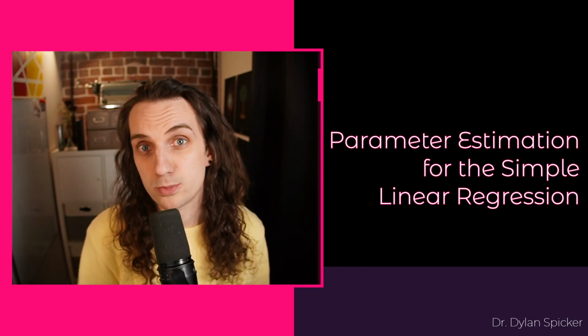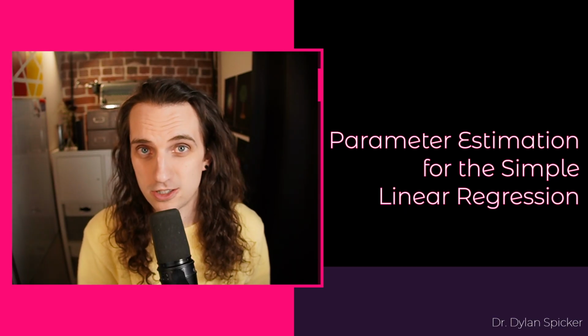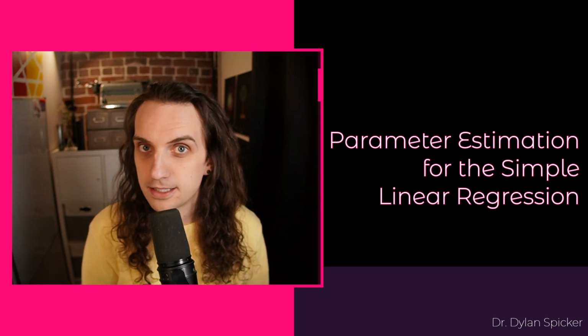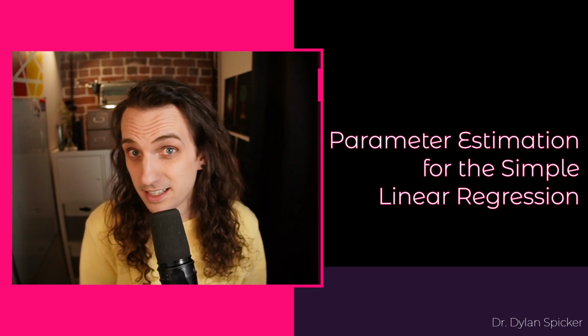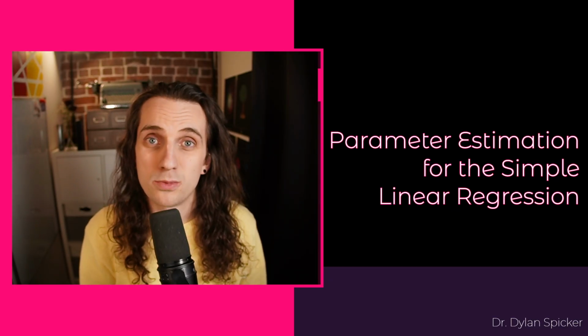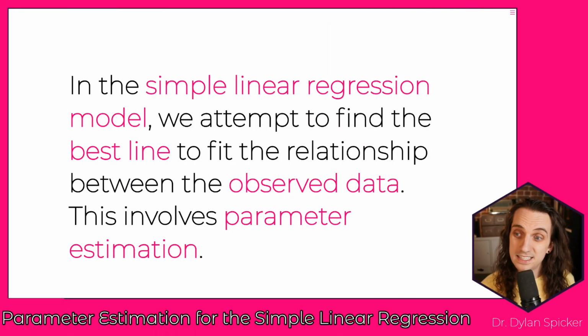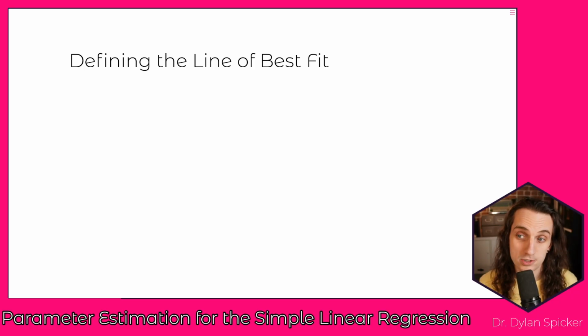And so what we need to do is come up with an estimation procedure in order to, well, first define what it is that we mean by the best possible line, but then second, using the data, find that best possible line. Okay, so in the simple linear regression model, we're attempting to find the best line to fit the observed data between the explanatory and the outcome, and this is going to involve us performing parameter estimation.